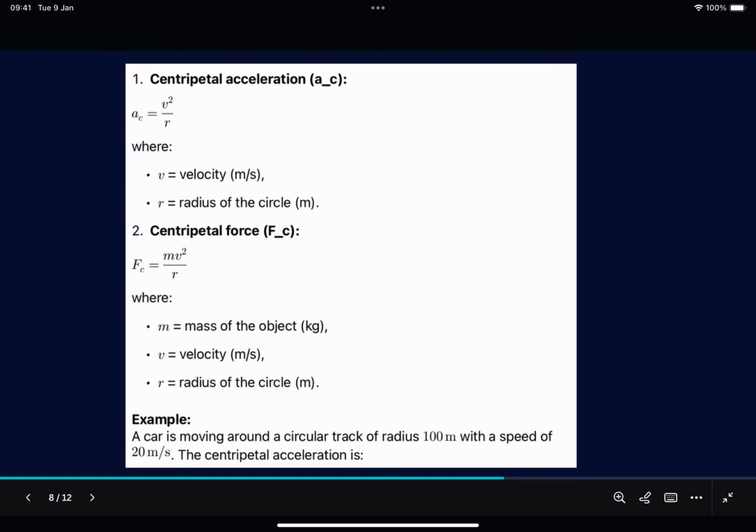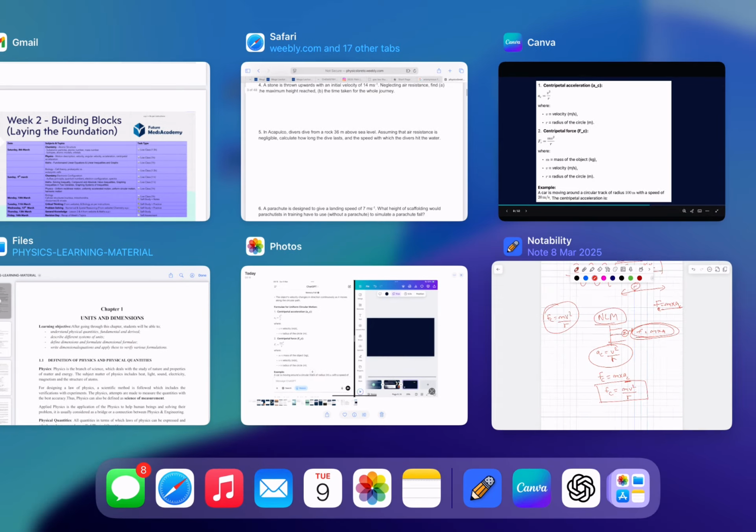So let's do a question, and then let's move to more conceptual questions which are more related to IMAT, so that we can understand this topic more clearly. This question is: a car is moving around a circular track of radius 100 meters.